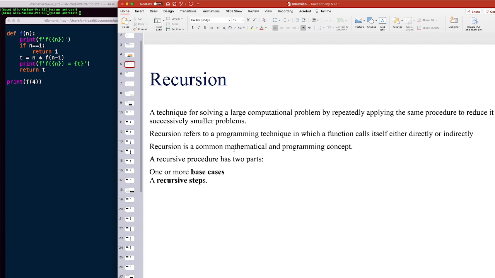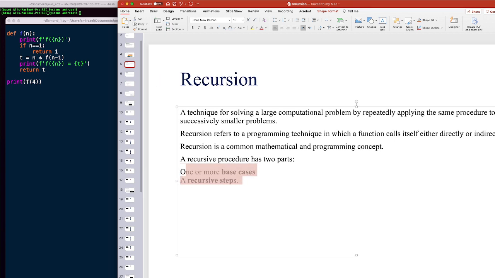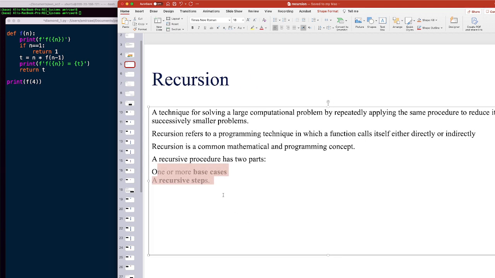Recursion is a common mathematical and programming concept, and recursion has two parts: one or more base cases and a recursive step. So basically, these are very important. For every recursive function, we need to find out what these two are: what is the base case, or what are the base cases, and what are the recursive steps.